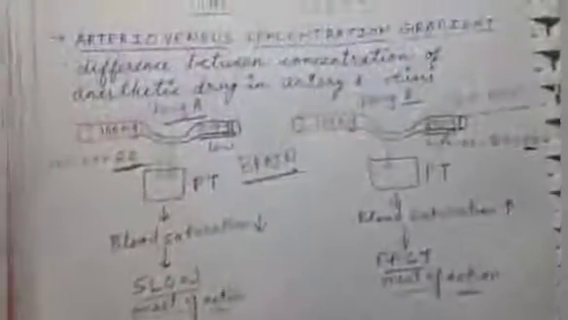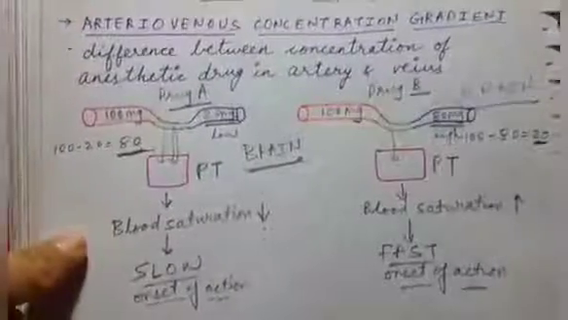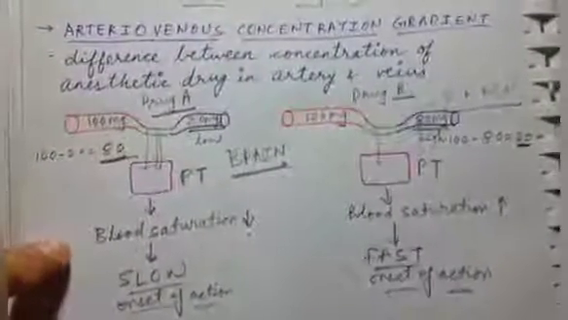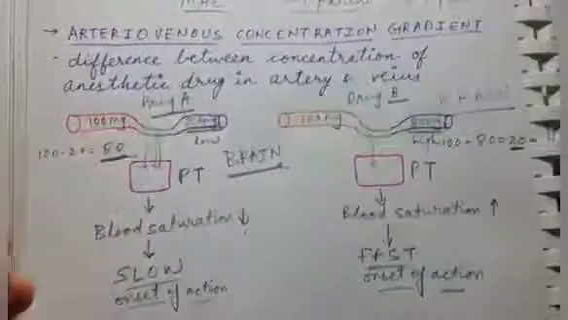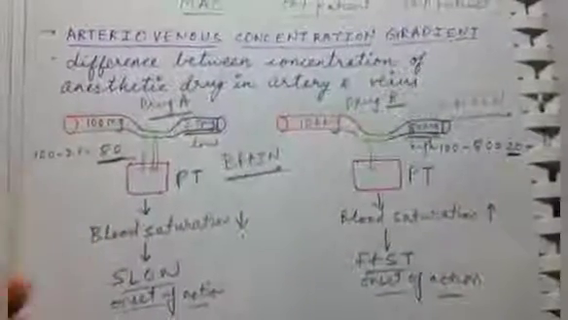Now also see, in this case the saturation is less. Okay, it means the blood is having less drug, so the brain will get less drug, and again the onset of action will be slow. And in the second case it is exactly opposite. Now let's discuss the third property.